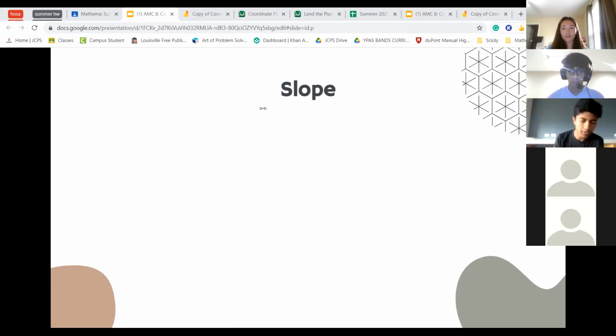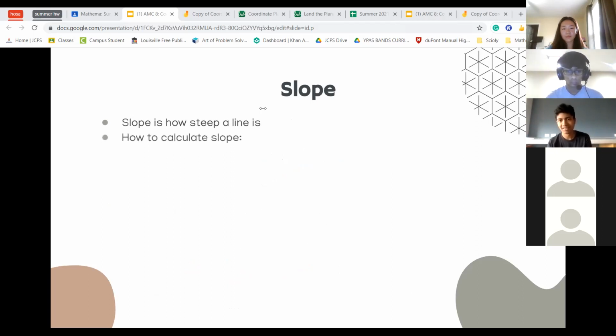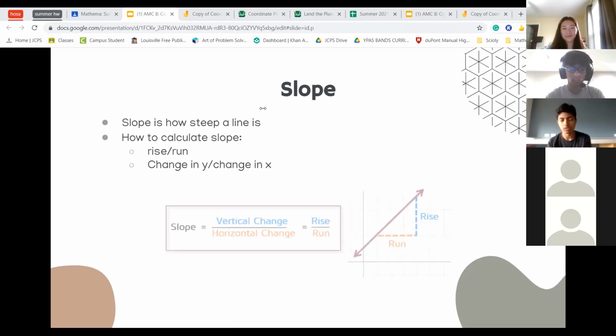Okay, so we're going to be going over slope. Slope can tell you a lot of things. The very basic definition is how steep a line is, but obviously that's not going to help you when you're finding an equation. The mathematical definition of slope is the rise over run. Rise is the change in the y value, and run is the change in the x value. So slope just equals vertical change over horizontal change.